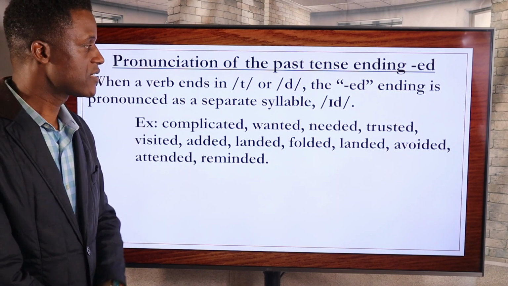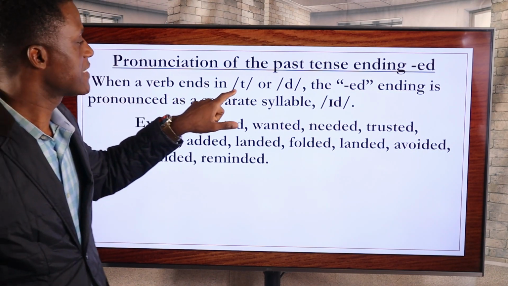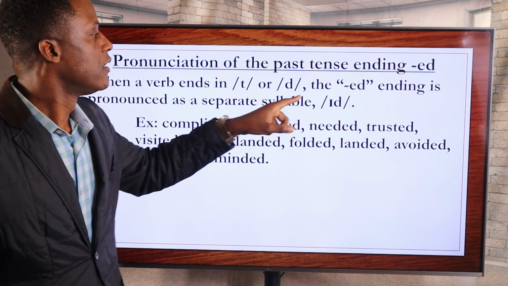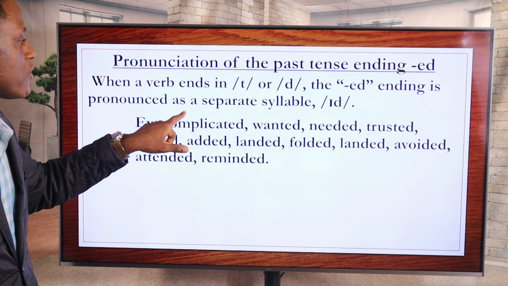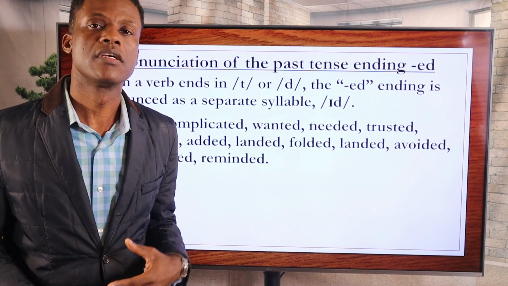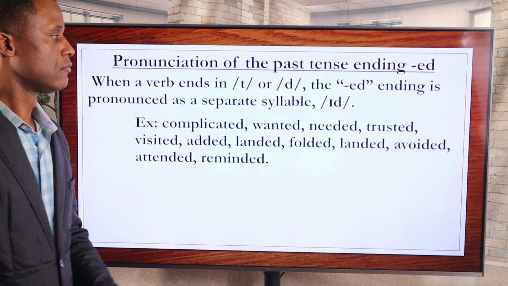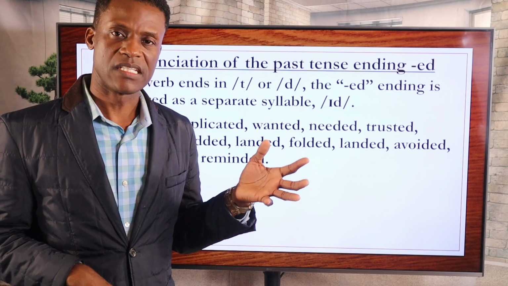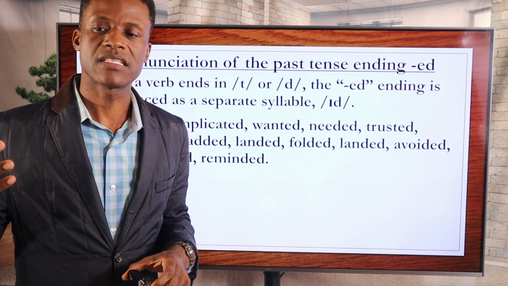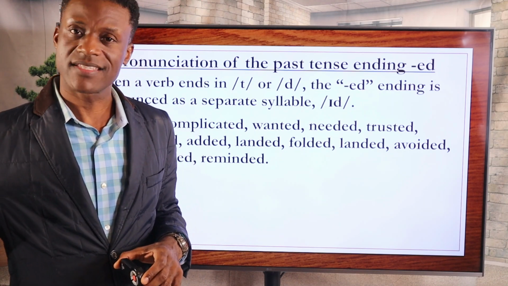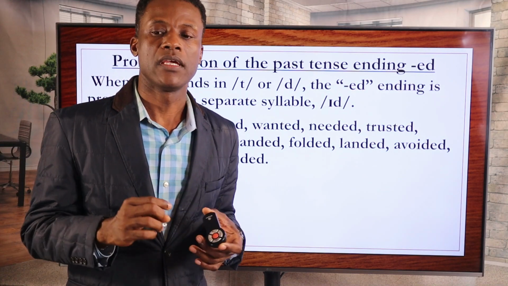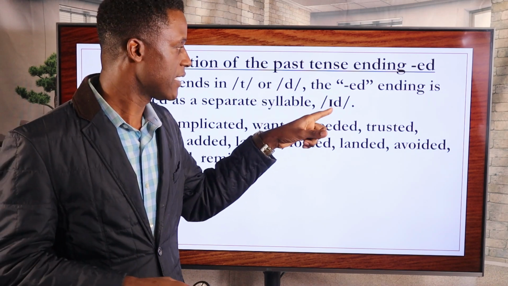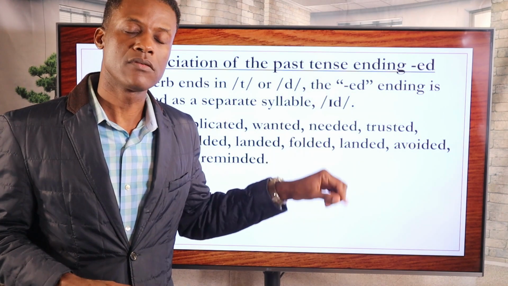So whenever it ends in T or D, the ed ending is pronounced as a separate syllable, and it's the id. You remember the id, like slid that I showed you, the IT like in sit, for instance, and lip, and kick, right? So it's just like the id. You remember the A sound?